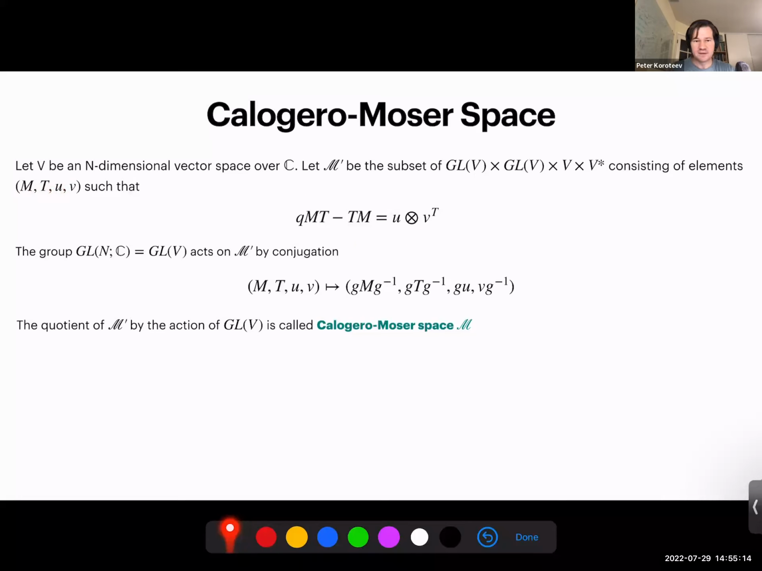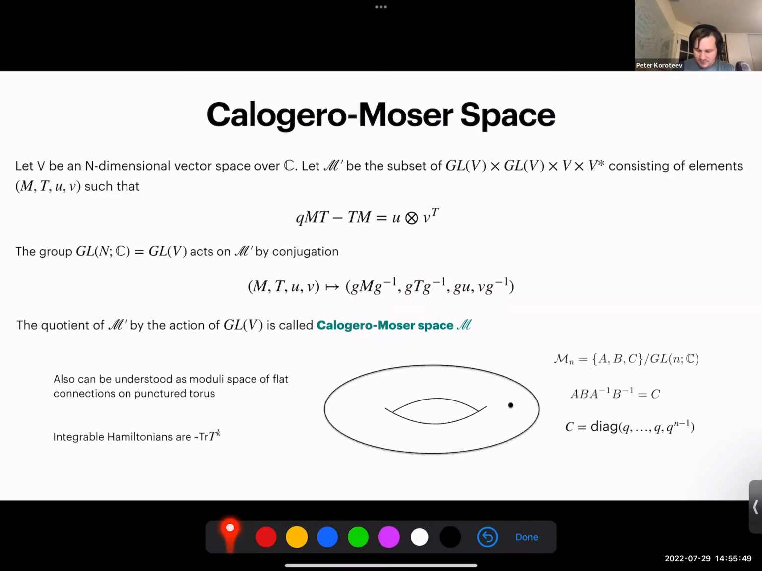is satisfied. On the left, it's like a quantum torus relation, some kind of q-commutator. And on the right, there's a matrix of rank 1. And then you subject this to the GL(V) action. So you can conjugate simultaneously both matrices as well as those vectors. And if you take this kind of stack quotient, you get the Calogero-Moser space, which is called M.